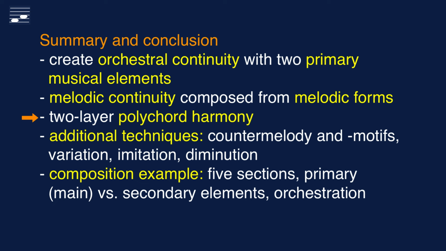The other element is the polychord harmony with sets of stacked major and minor triads. In addition, we used techniques such as countermelody and motifs, variation and imitation, and rhythmical diminution. These were implemented in the 5-section composition example as either main or secondary element. The orchestration process was discussed in more detail.